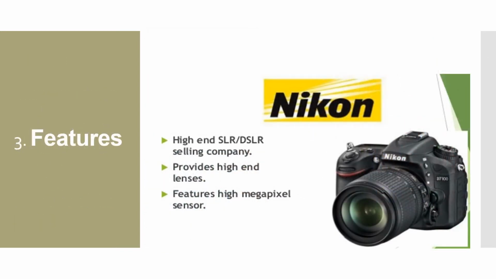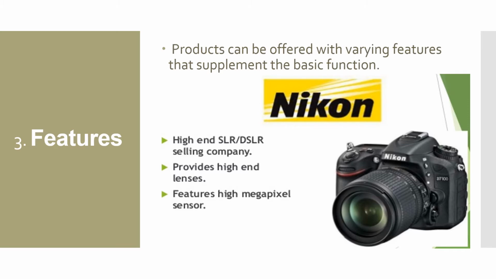Another is features. Okay, a product can be offered with varying features that supplement the basic function. So a product can be differentiated by its features, which are the things your product can do. One example is Nikon. Its feature is that it is a high-end SLR or DSLR selling company. It provides high-end lenses and features a high megapixel sensor.